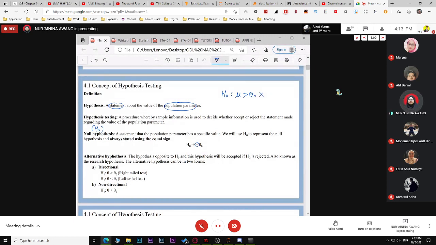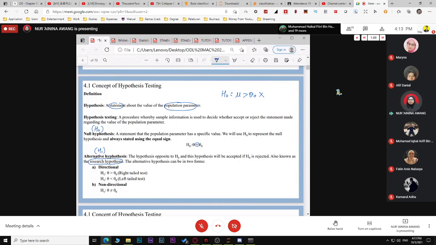Okay, and then we have the alternative hypothesis or our H1, which is the hypothesis opposite to the H null, and this hypothesis will be accepted if H null is rejected. That means if we reject our H null, our conclusion will be your H1, your alternative hypothesis. It is also known as the research hypothesis, which is another name for the alternative hypothesis. And then it says the alternative hypothesis can be in two forms, either directional or non-directional.